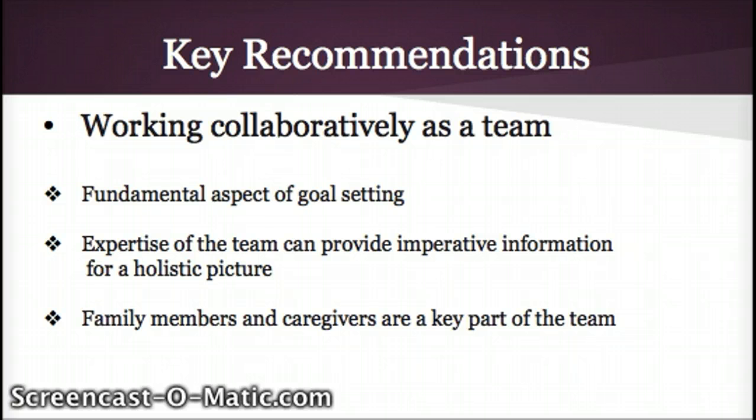However, a professional team is not the only expert team whose opinion should be sought. The views, opinions, and information provided by the significant others of the individual are imperative to the good implementation of AAC services.